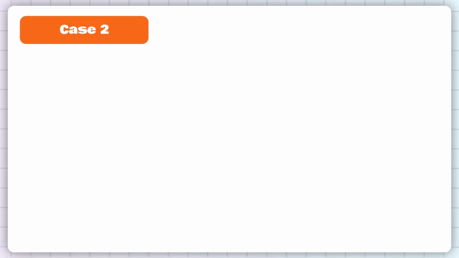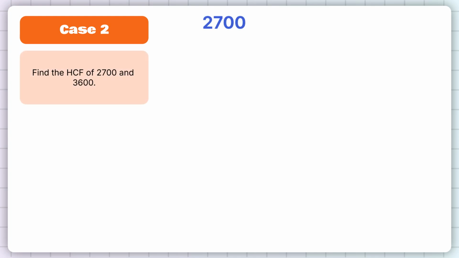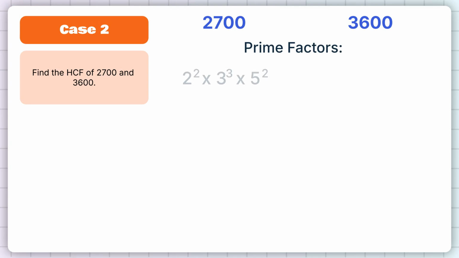For case 2, let's look at a more complex example. Now, what if we are given two large numbers such as 2700 and 3600 and asked to find their HCF? Step 1. Let's find the prime factors of the numbers. For 2700, it would be 2 squared times 3 cubed times 5 squared. For 3600, it would be 2 to the power of 4 times 3 squared times 5 squared.